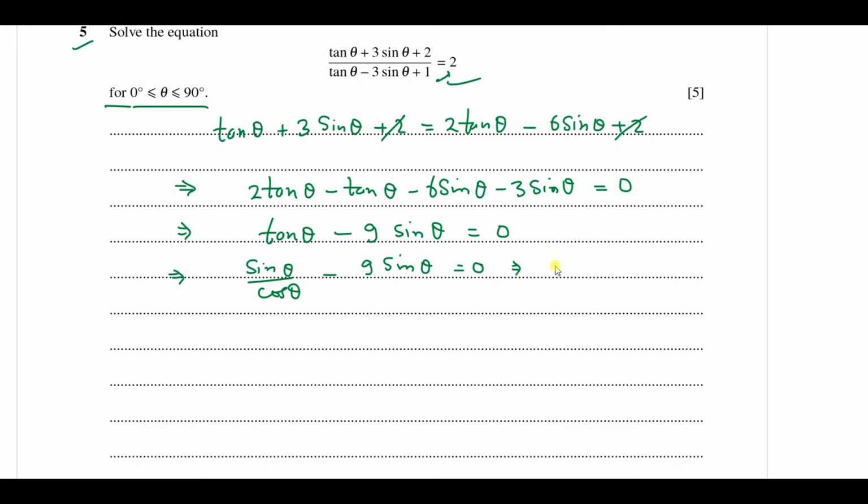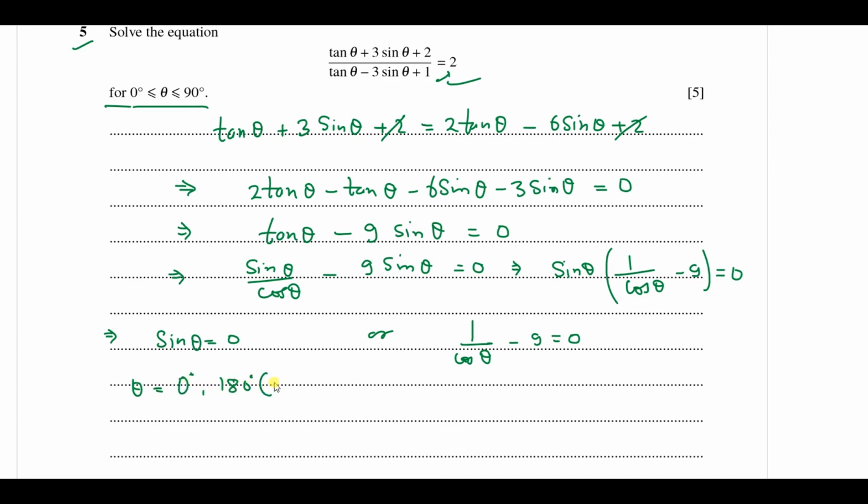So from here we can take sin theta common, and we'll be left with 1 over cos theta minus 9 is equal to 0. So from here we'll get two equations. The product is 0, so individually they should be 0, and hence sin theta is equal to 0, or 1 upon cos theta minus 9 is equal to 0. So from here we can say directly that theta is going to be either 0 degree or 180 degree, which is not applicable in this case because theta is in between 0 and 90.